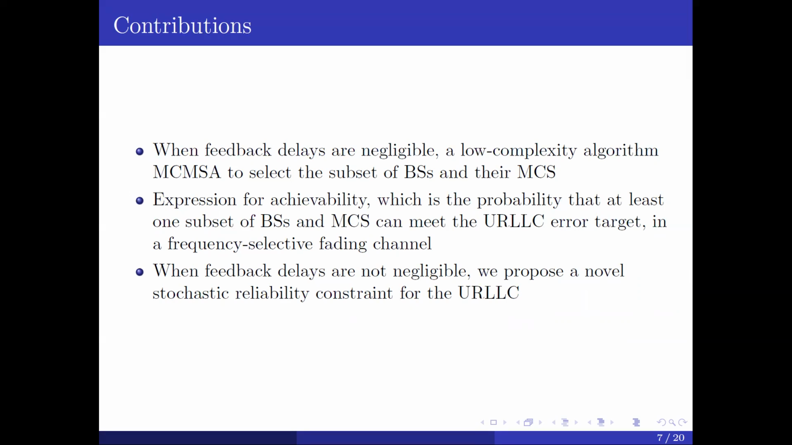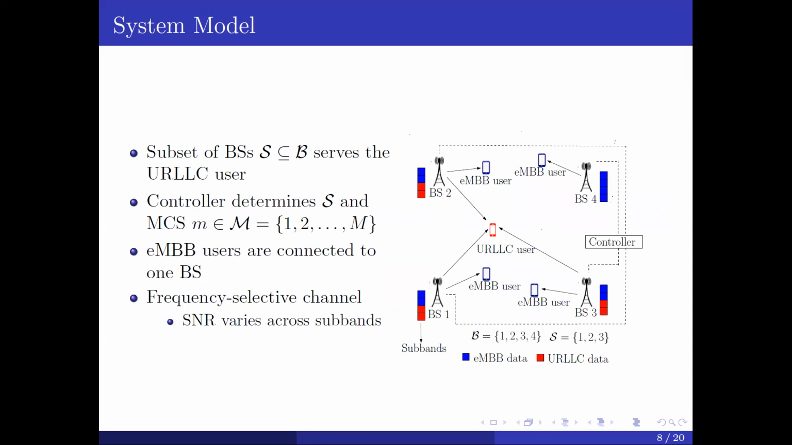We'll see the system model. Here, in the system model, we have a base station set B, and a subset of base stations S serves the URLLC user. For example, here 1, 2, 3, 4, all the 4 base stations form the set B, and base stations 1, 2, and 3 are serving the URLLC user, so they form the set S. We have a controller. It is connected to all the base stations, and it determines the subset S and the MCS for the URLLC user.